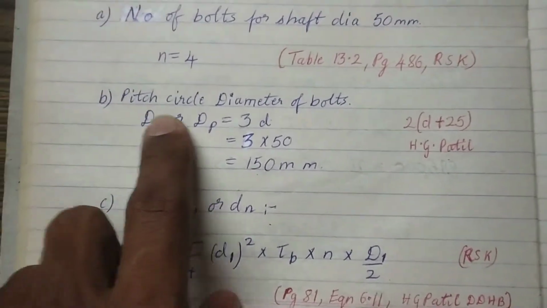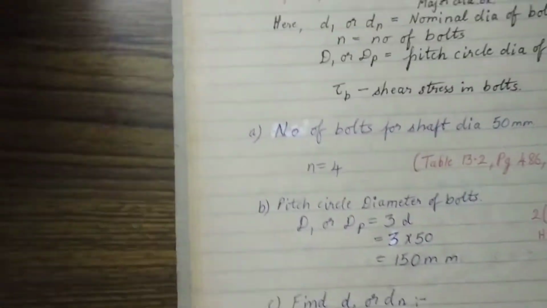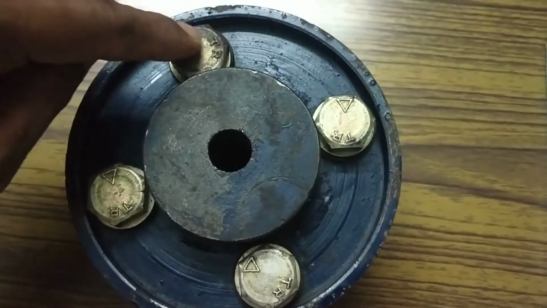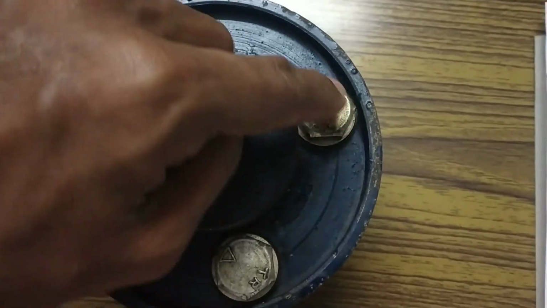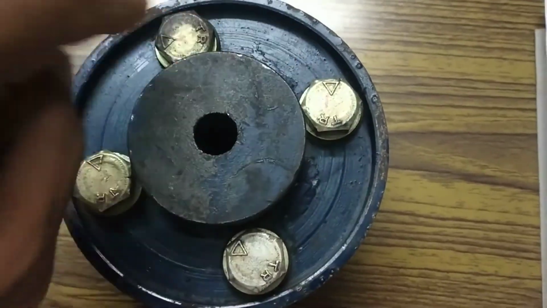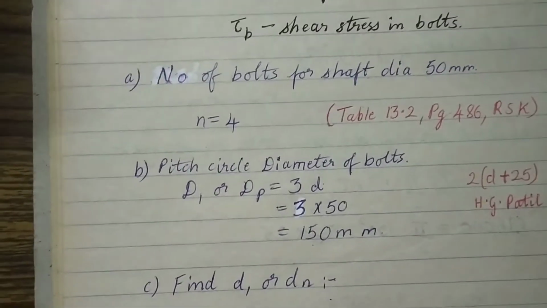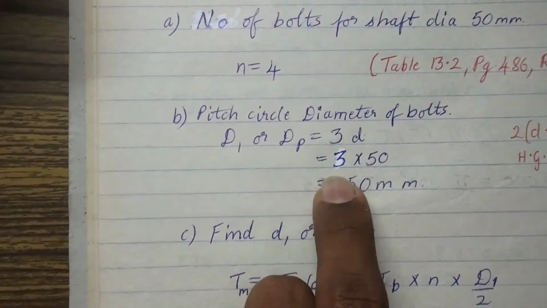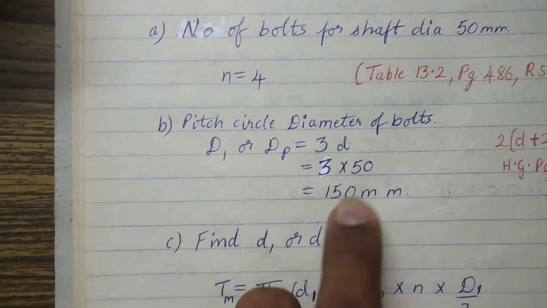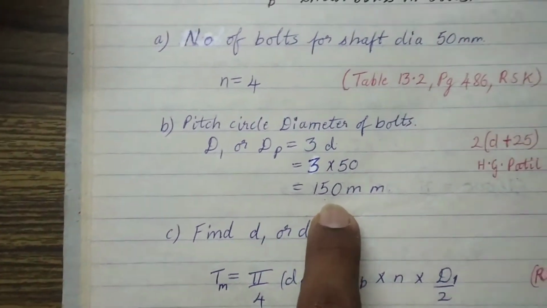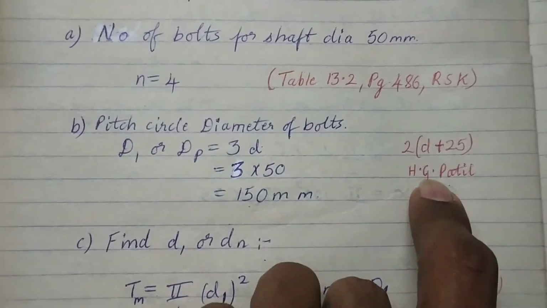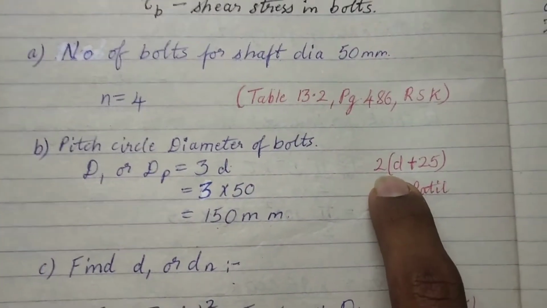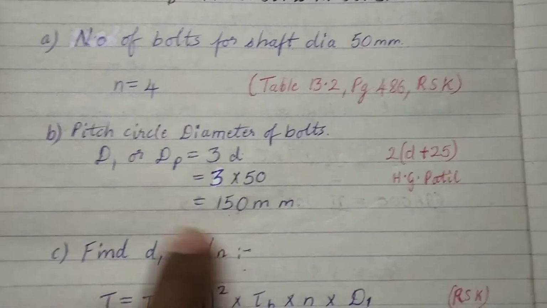Next is the pitch circle diameter of the bolts. The pitch circle diameter is this diameter of the bolts, the central imaginary line here. So we need to find that pitch circle diameter of bolts, D1 or Dp, which is equal to 3D. 3 into 50, D is 50, so we get a value of 150 mm. Some handbooks, the H.G. Patil handbook, use the equation 2 into (D plus 25). You can use either of these.